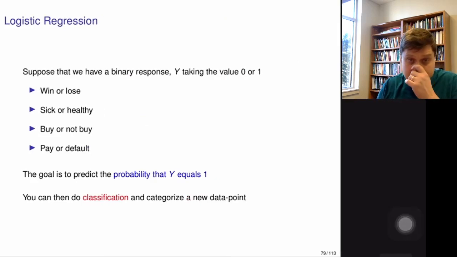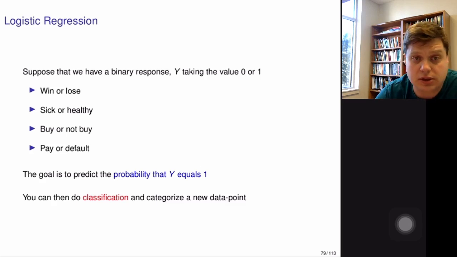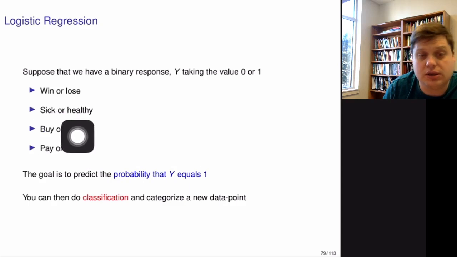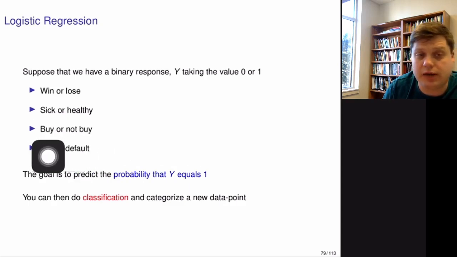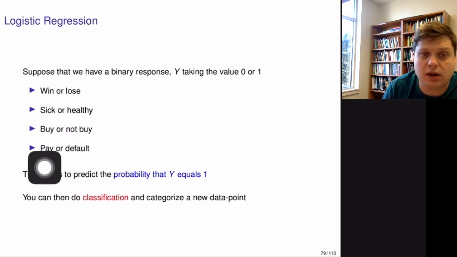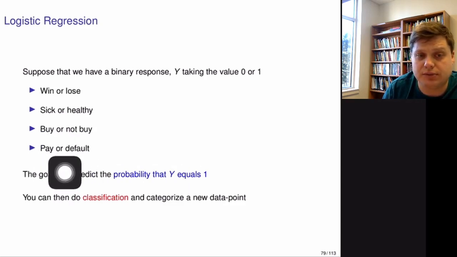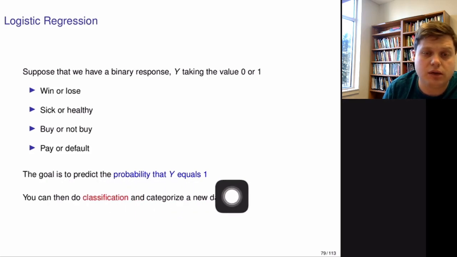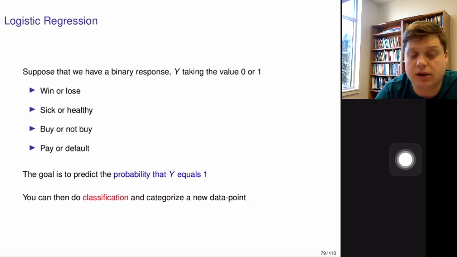Logistic regression has a lot of uses, probably as many as your standard linear regression, where y takes specific possible values. You can think of situations when you try to model win or lose, sick or healthy, medical diagnostics, buy or not to buy, when you try to predict the behavior of your users when they come to your website, pay or default, so if you're a bank and you try to predict the outcome for each of your accounts. And the goal essentially is to predict the probability that y equals 1. And then we can use classification to categorize a new data point.